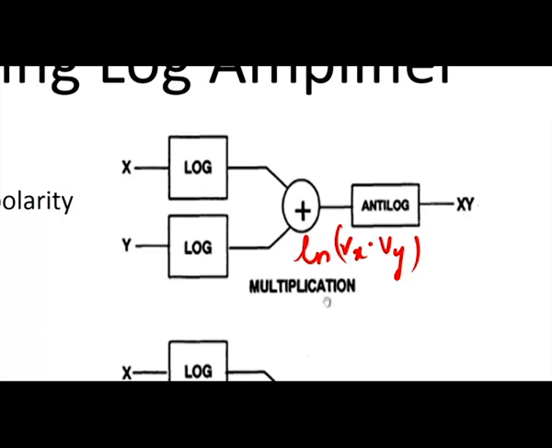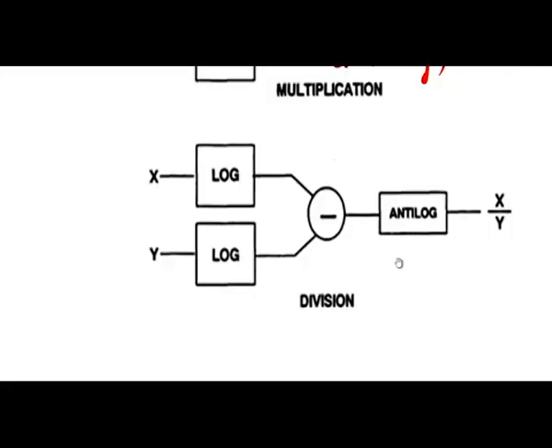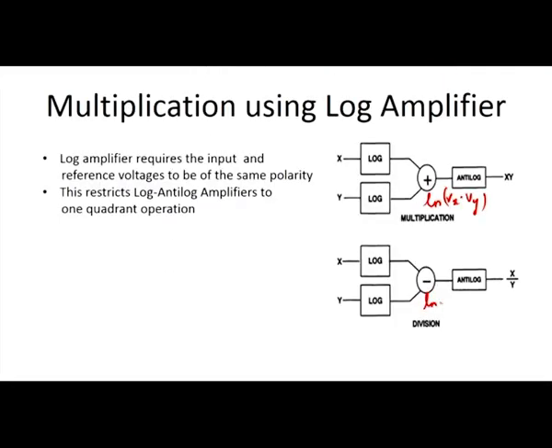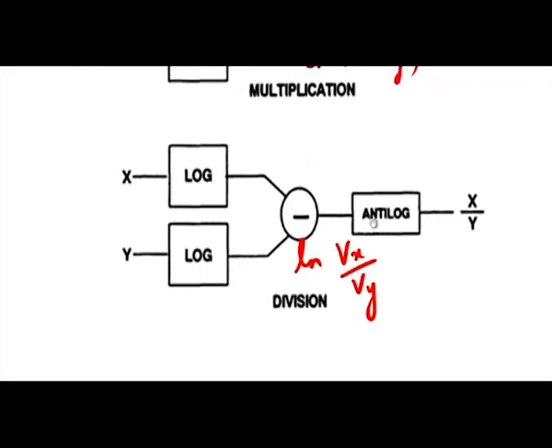So this is multiplication using log and anti-log amplifiers, and this circuit is a division circuit where, instead of a summing point, you have a subtraction point. Here you get the natural logarithm of Vx by Vy, and after the anti-log amplifier the output is x by y. So log anti-log amplifiers are used for multiplication and division.